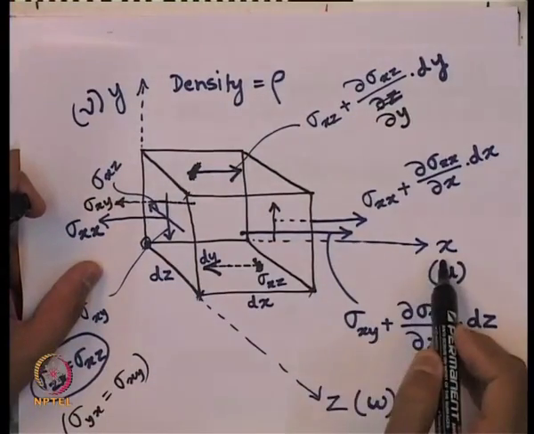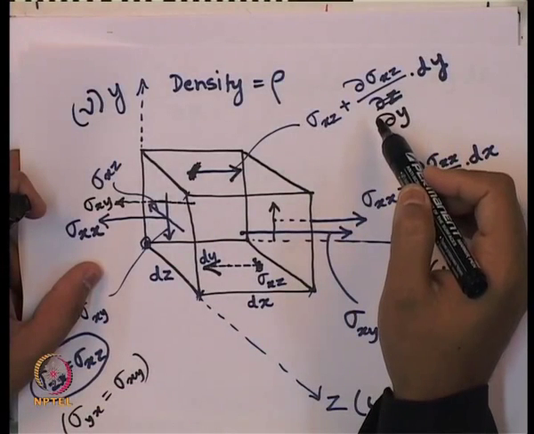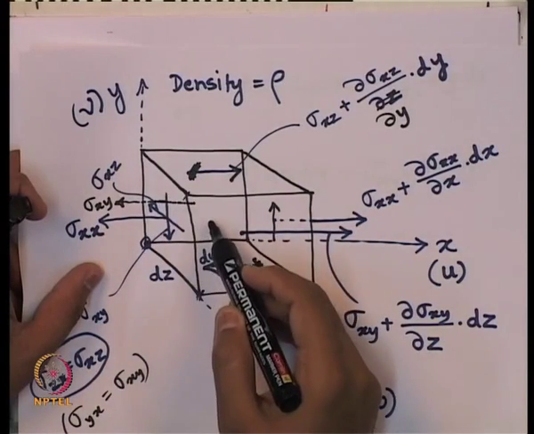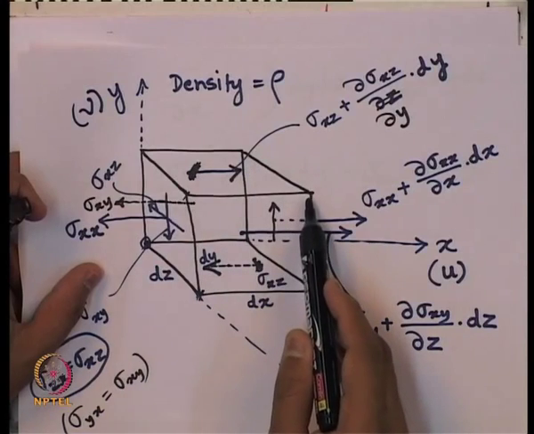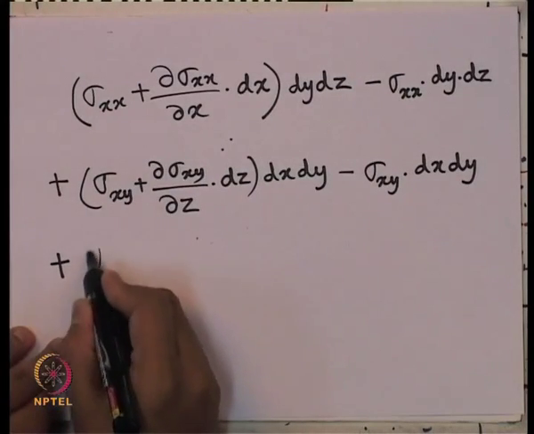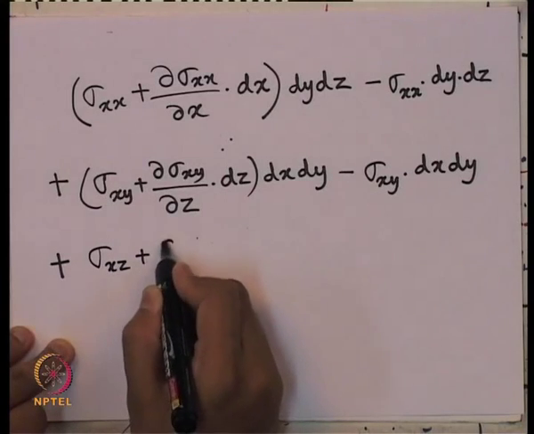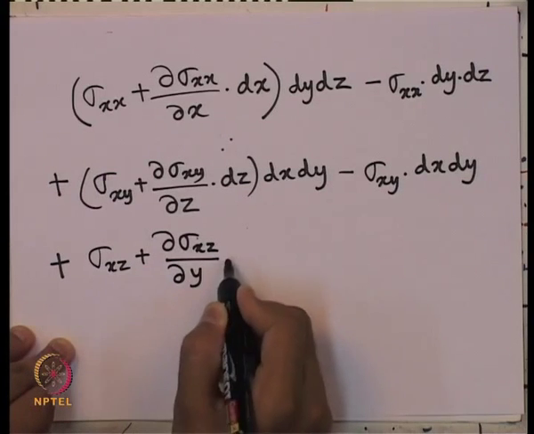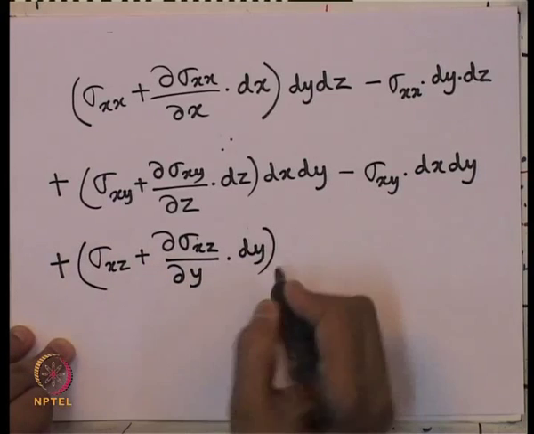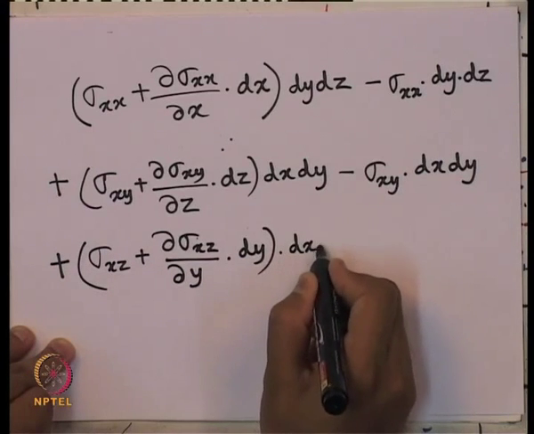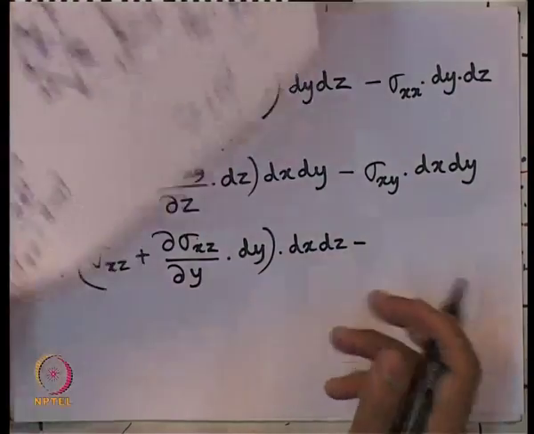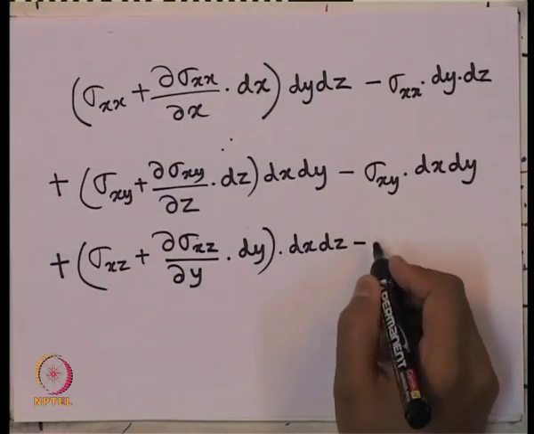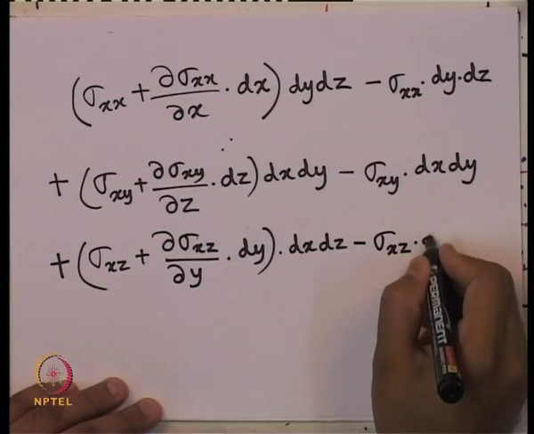This is my positive direction in x, this is the shear stress incremental part that is acting on which plane? What is the cross sectional area over here? That is dx times dz. Okay? So, sigma xz plus del sigma xz over del y times dy times dx dz, minus, what is acting in the other direction? Sigma xz. So, sigma xz times dx dz.